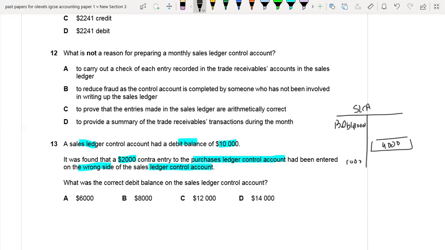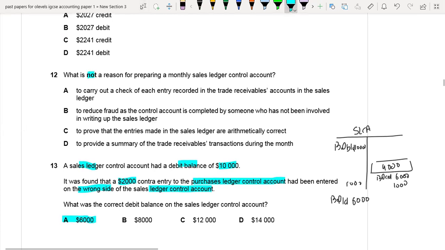So now 10,000 minus 4,000. So your corrected amount would be 6,000. So A option is the right option. Okay.